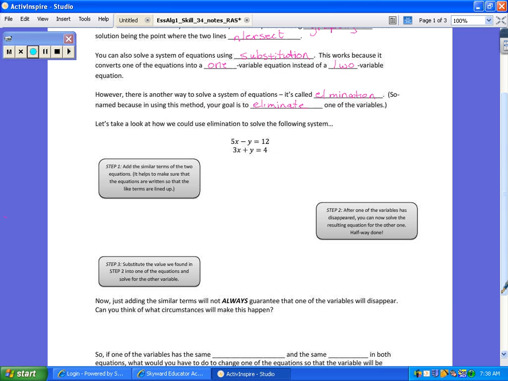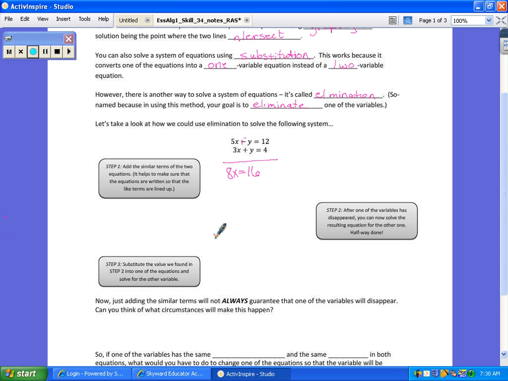The first step is to add the similar terms of the two equations. And it really helps if they are written so that the terms line up. In other words, the x's are together and the y's are together. First thing I'm going to do is make this minus y a plus a negative. So I'm going to just go ahead and add down. So 5x plus 3x is 8x. A negative y and a positive y is 0y, and that's what we mean by eliminate one of the variables. 12 plus 4 is 16.